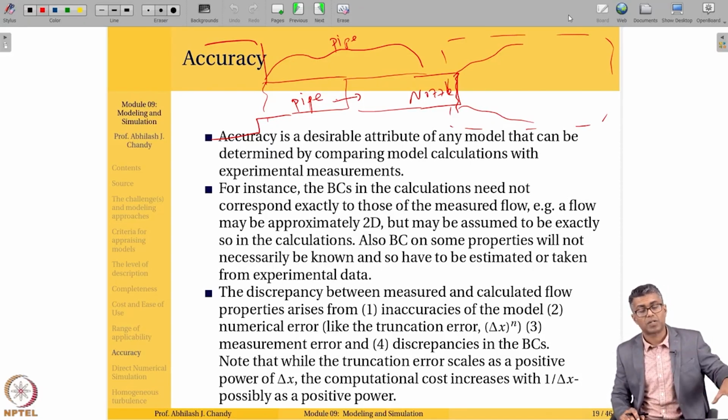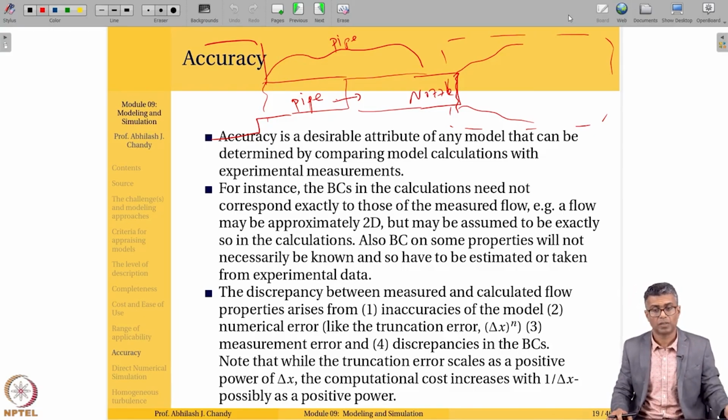Now, the discrepancy between the measured and calculated properties arises, one, because of the inaccuracies of the model, okay, meaning is it a very accurate model, or is it a mixing length model or a DNS, right? So the discrepancy between measured and calculated flow could come from that. That's one. Second is numerical error.